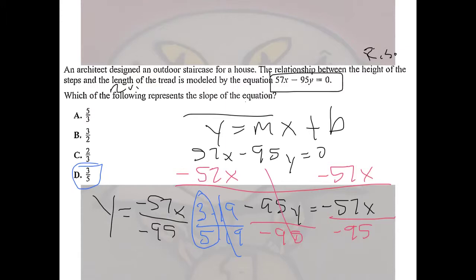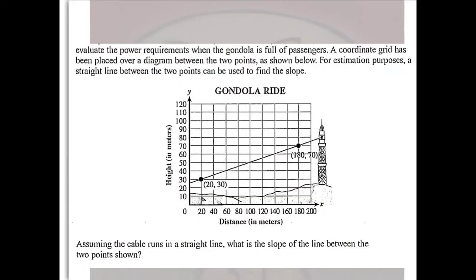Good job. Another way you can find the slope is from a graph. This one, of course, is by finding rise over run. So look at the screen, see if you can find the rise over the run, and find the slope of this line.